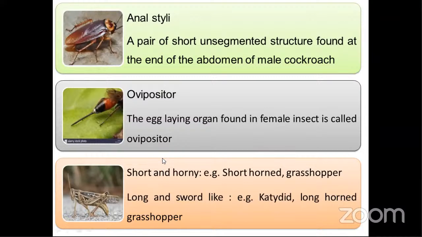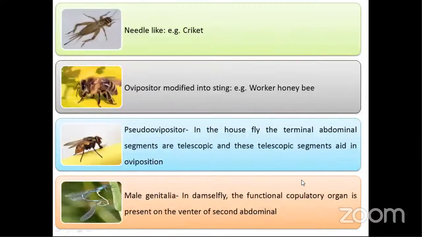There are different types of ovipositor. Short and horny ovipositor is present in short-horned grasshoppers. Short means short-horned, long means long-horned, so don't confuse it. Long and sword-like ovipositor is present in long-horned grasshoppers. Needle-like ovipositor is present in crickets. You can see here, this is the ovipositor, it looks like a needle.